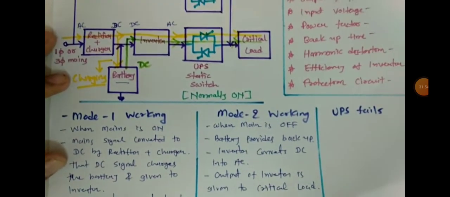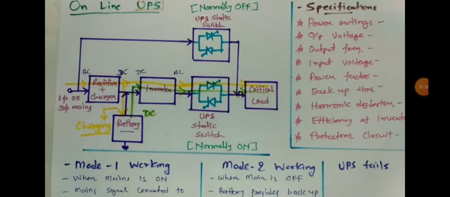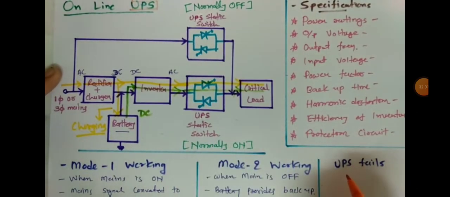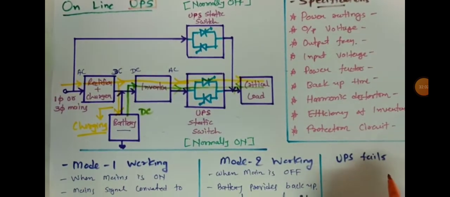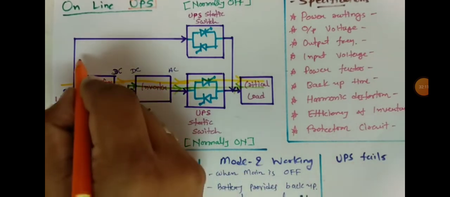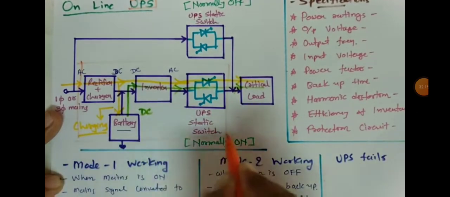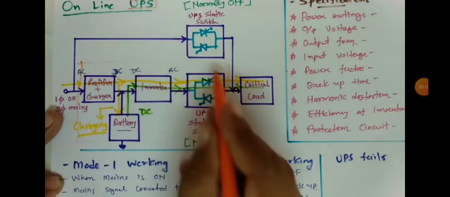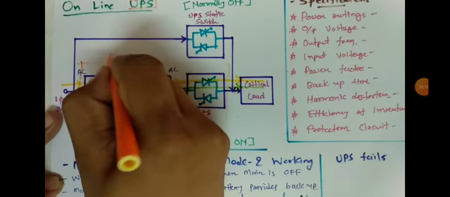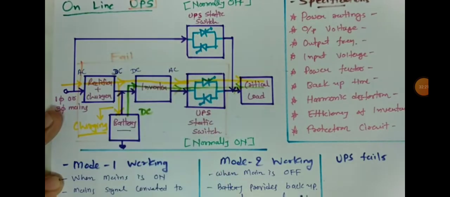Now in the third mode of operation, what if this UPS is getting failed? So in the third operation, what will happen? In case of this circuit, if this circuit which I have placed in a box is getting failed, what will happen?